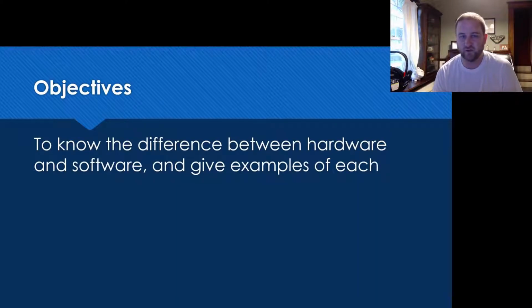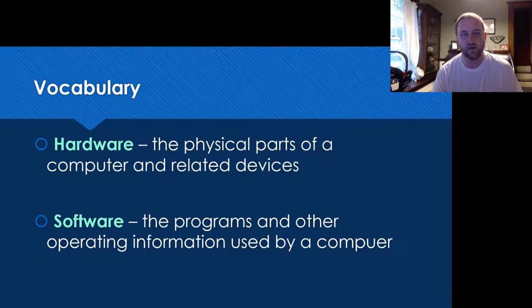So our objective for today is to know the difference between hardware and software and give examples of each one. I want you to be able to know the difference between what is what here, hardware and software. So our vocab: hardware is the physical parts of a computer and related devices, whereas software is the programs and other operating information used by a computer.